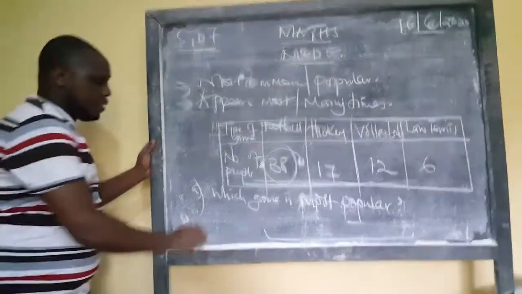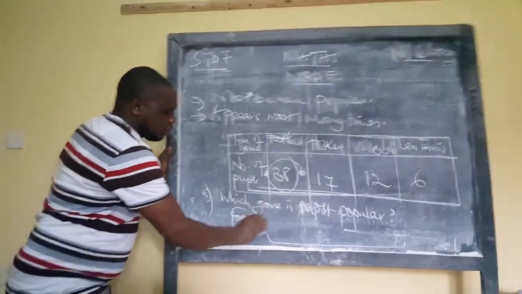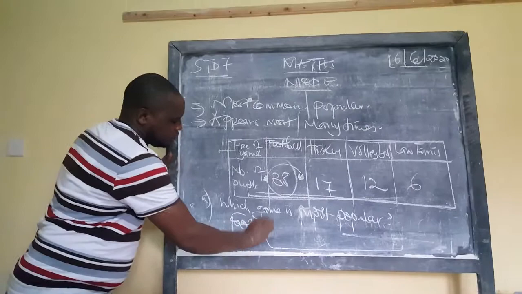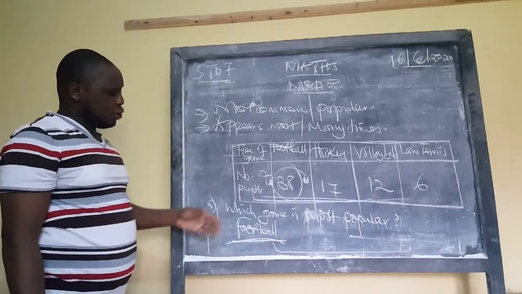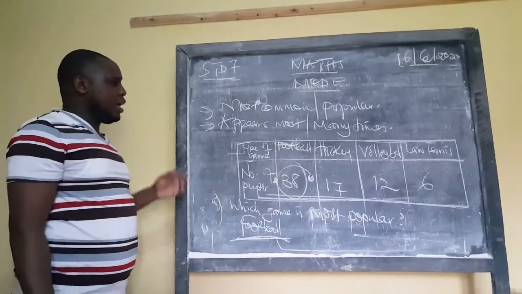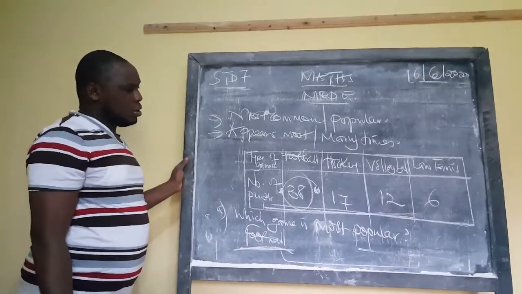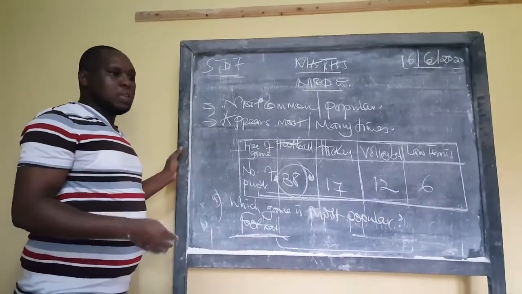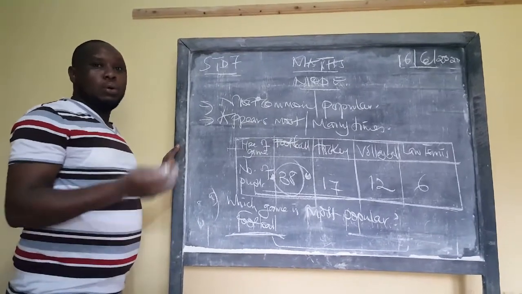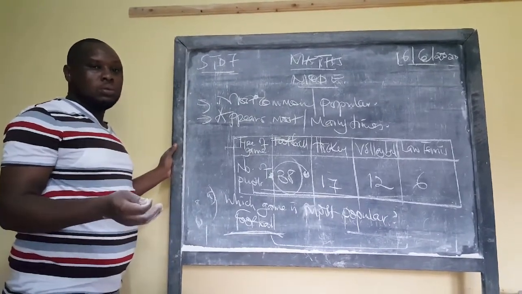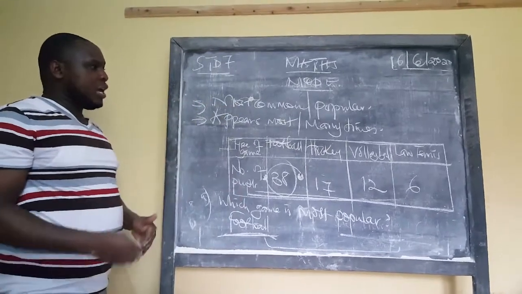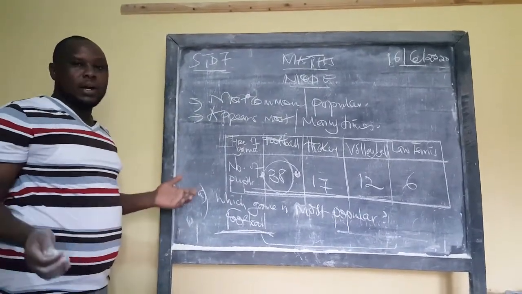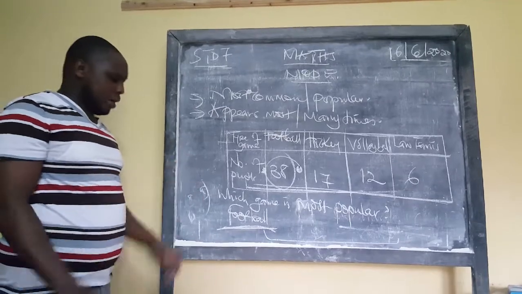So you say the most popular game is football, and that becomes our modal game. The game that is played by many is football. So we can have colors, those who like red, blue, yellow, and so forth and so on. This one comes in a number of times in different categories, and you can be given that.